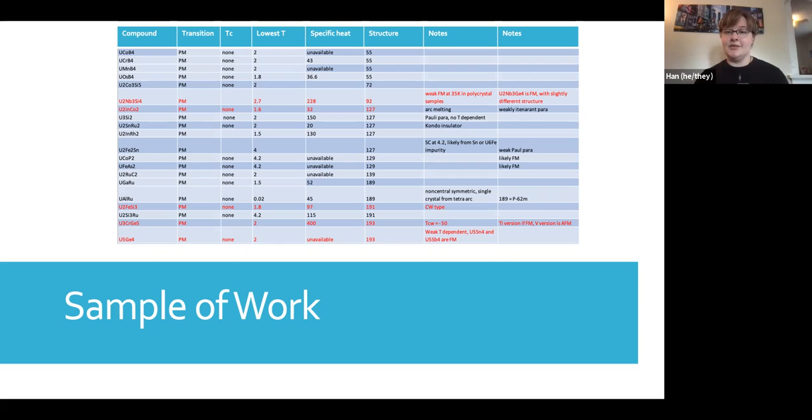The specific heat is relevant because it indicates whether a compound is heavy fermion or not. Basically, the specific heat has a predicted value at low temperatures, and in a heavy fermion compound, the specific heat is much higher at low temperatures than expected. The structure type is just the space group that the compound is a part of. This is relevant for superconducting in that it allows the electrons to flow in a certain way. And then just different notes on each of these compounds.